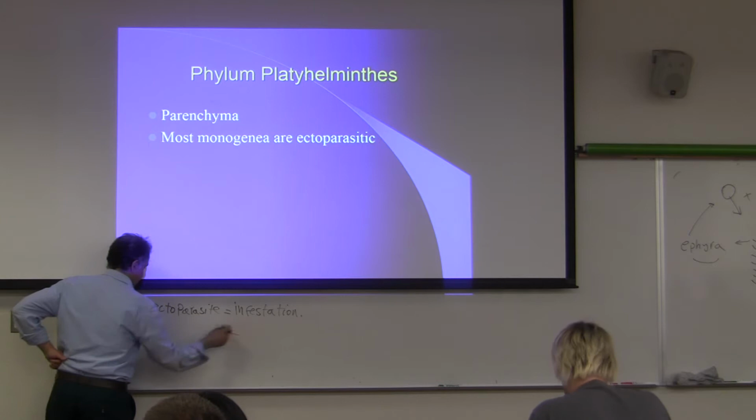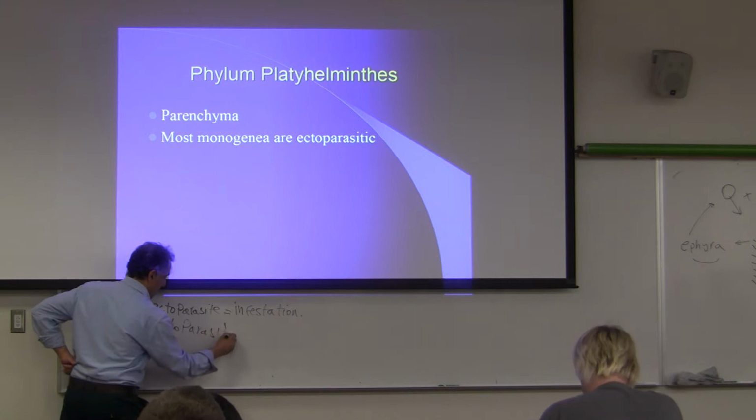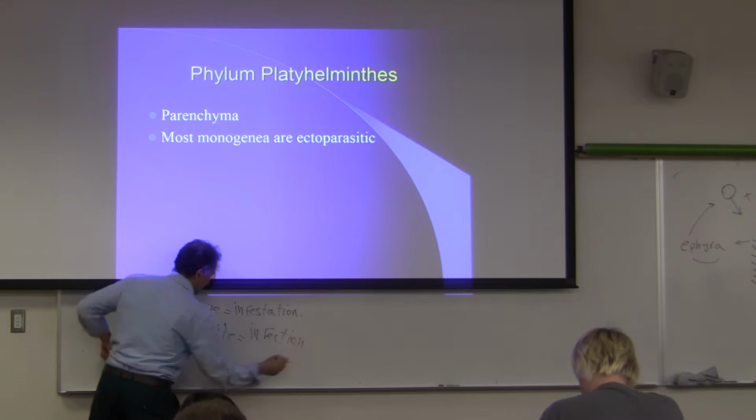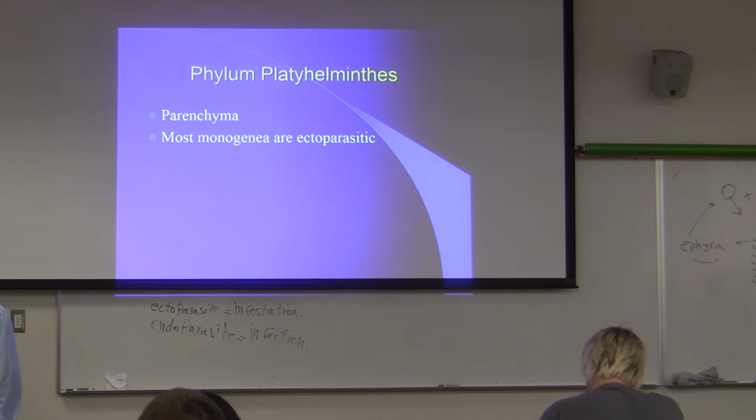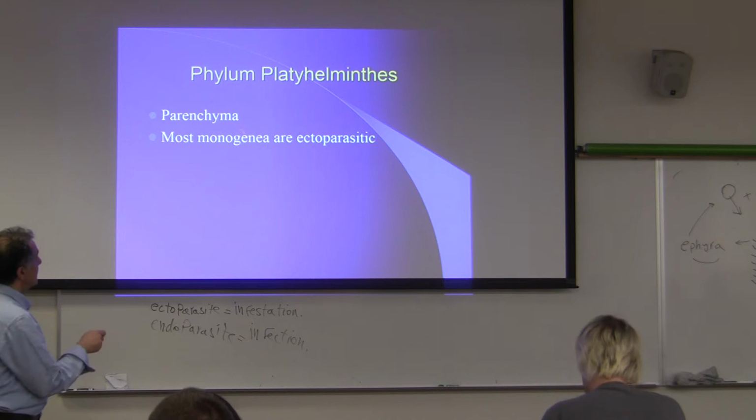Endoparasites cause infection. So now you know the difference between infestation and infection. Infestation is for outside and infection is for inside, whatever happens inside. So what am I saying? Monogenea, which we humans do not get.